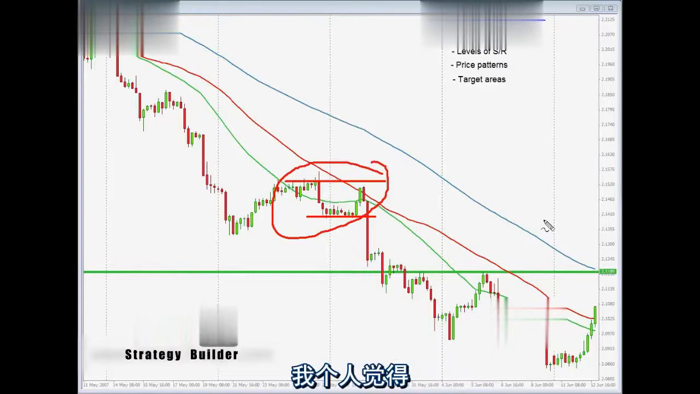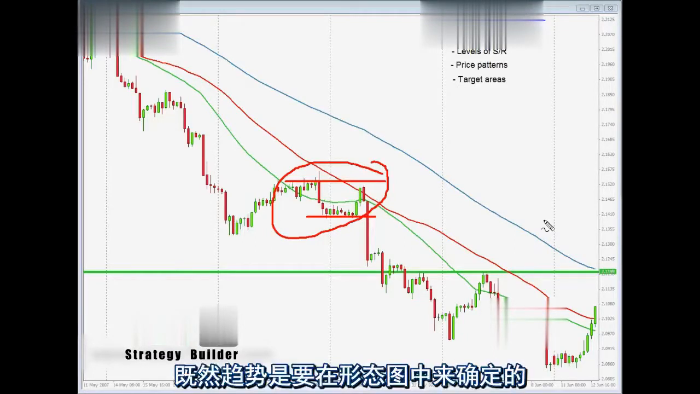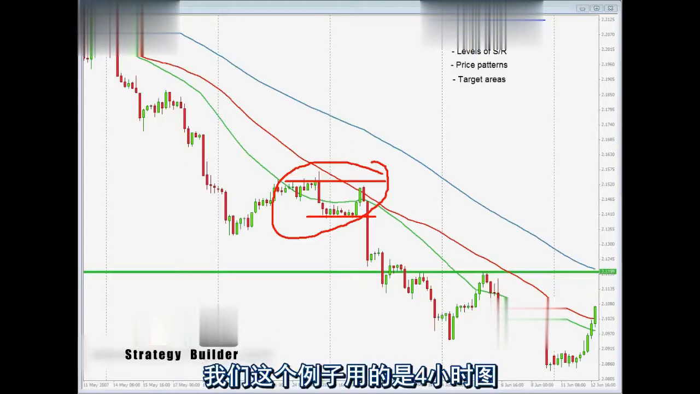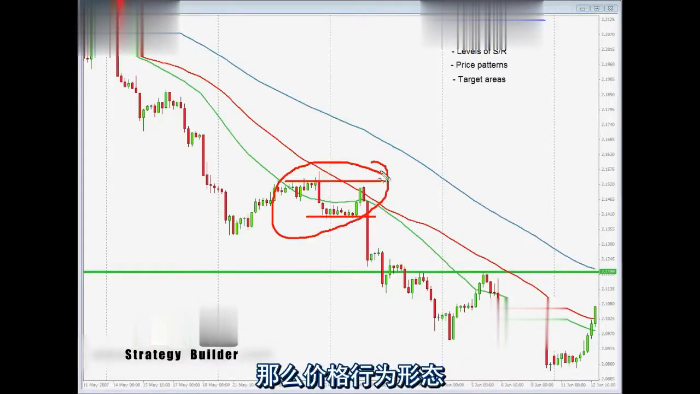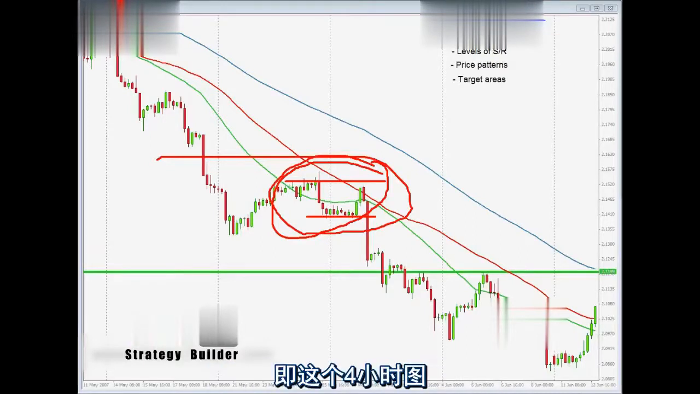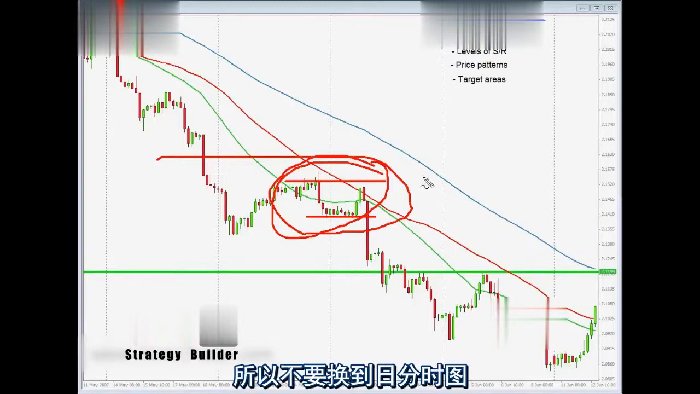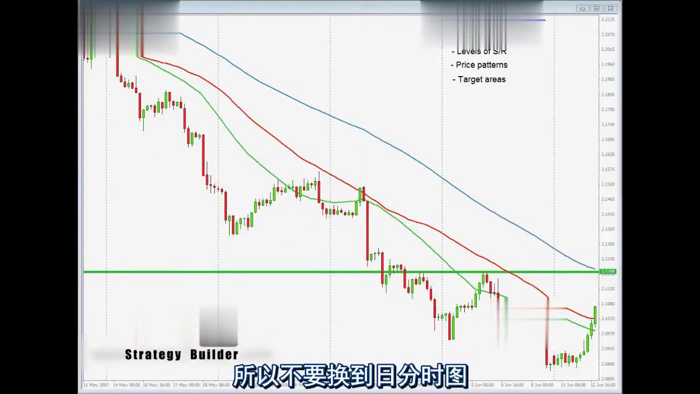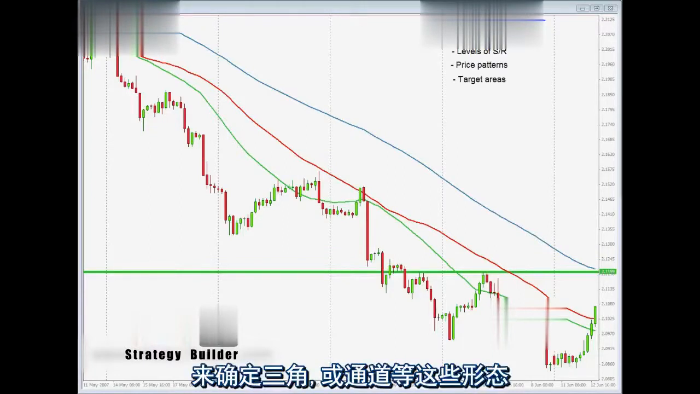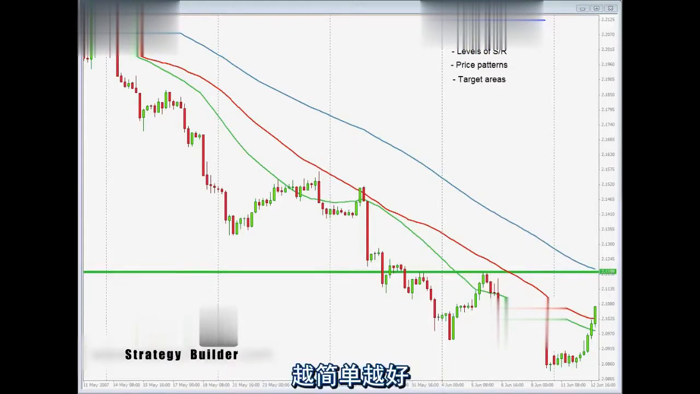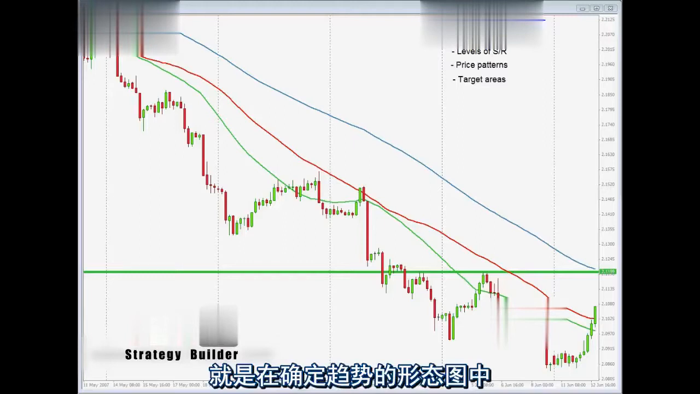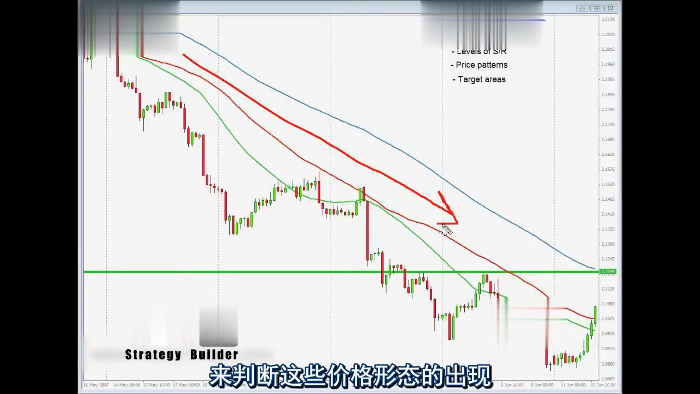In my opinion, there is not much point in searching for price formations in non-trending scenarios, and since we determine that the trend is to be established on the setup chart, which in this case is the 4 hour time frame, I will only search for price formations on the setup chart, meaning on this 4 hour time frame. So don't go about zooming out into the daily or zooming in into the 15-minute chart searching for triangles or ranges or none of that. You want to keep things simple, and you want to search for price patterns in the time frame where they are the most significant, which is the time frame where the trend is actually showing itself, in this case the 4 hour time frame.